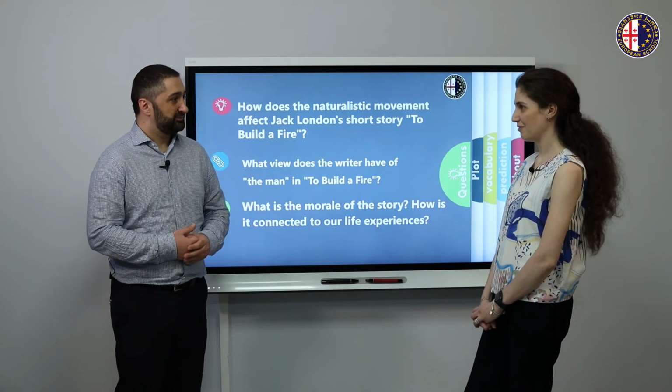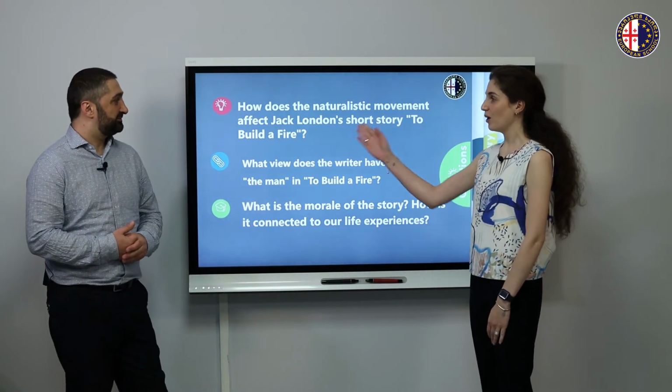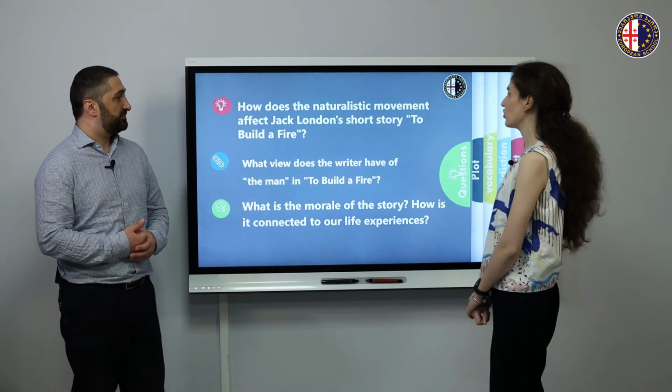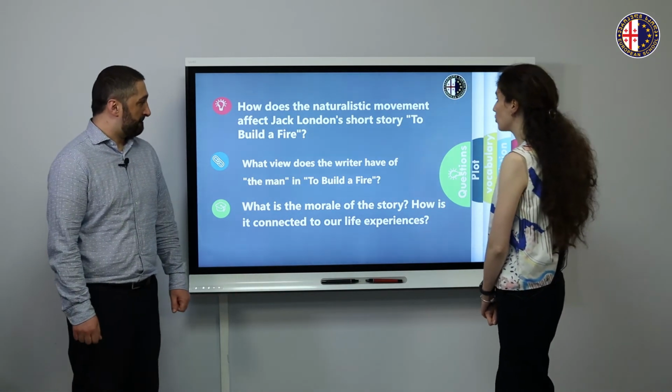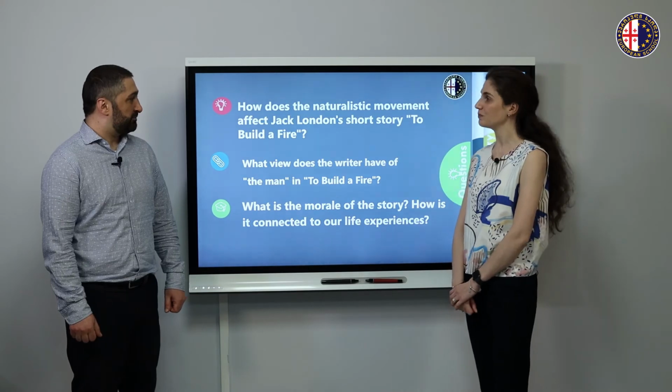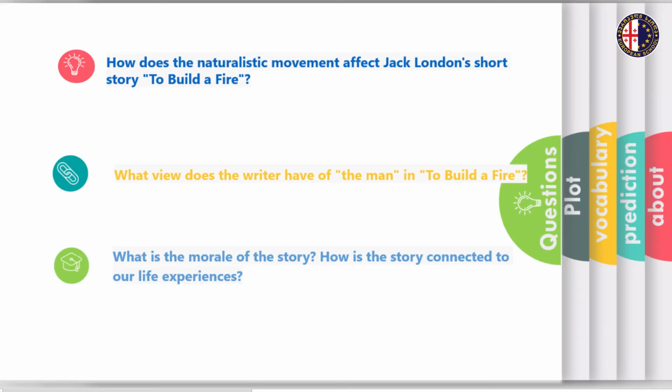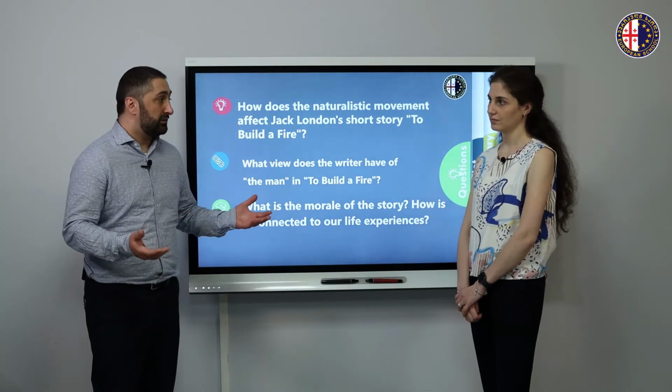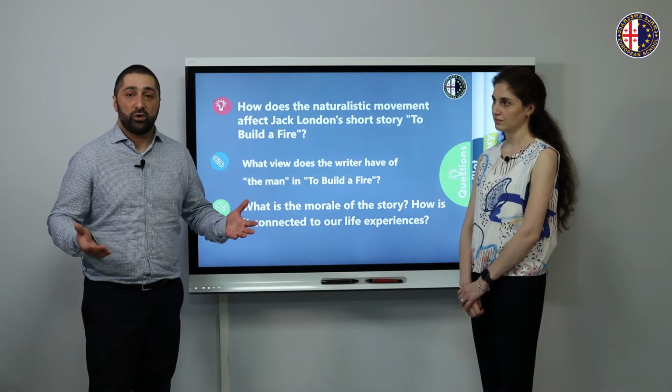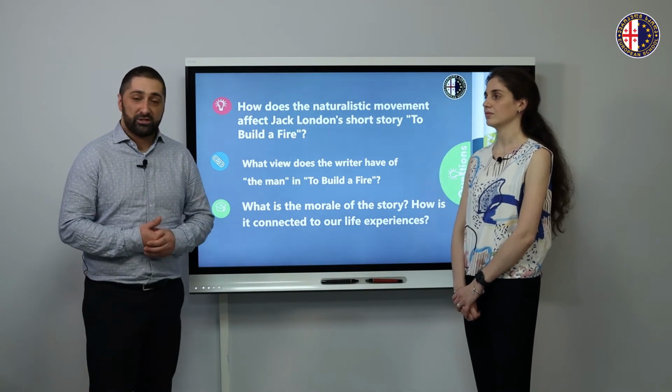Very good, Gotta. Thank you very much. Now, the first question is, how does the naturalistic movement affect Jack London's short story To Build a Fire? First of all, let's define the naturalistic movement itself. So the author uses this realism literary movement in the story to show how the nature can be uncaring and how the nature can be violent. And no matter what you do and no matter where you are, it's always there.